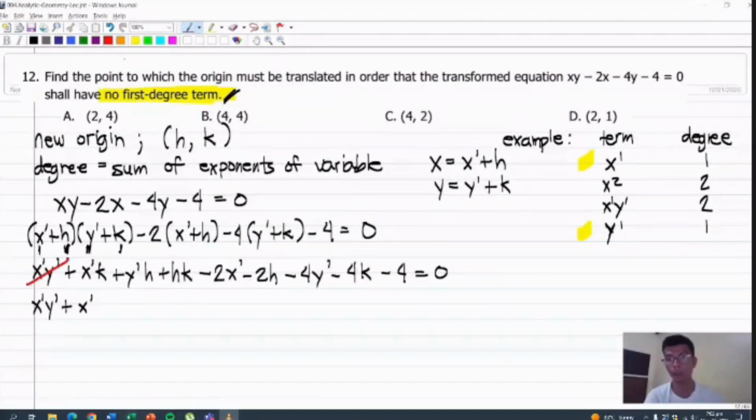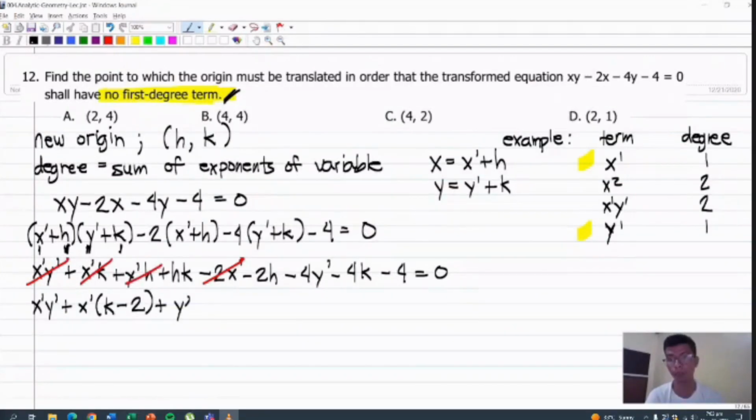So, sino naman ang mayroong x prime na kasama? Yung x prime lang. Una, itong k. And then, cancel natin to. So, sino pa sa kanila yung mayroong lang x prime? So, itong negative 2x prime. So, k minus 2. Plus, ang gawin naman natin, hanapin naman natin yung may mga kasamang y prime lang.